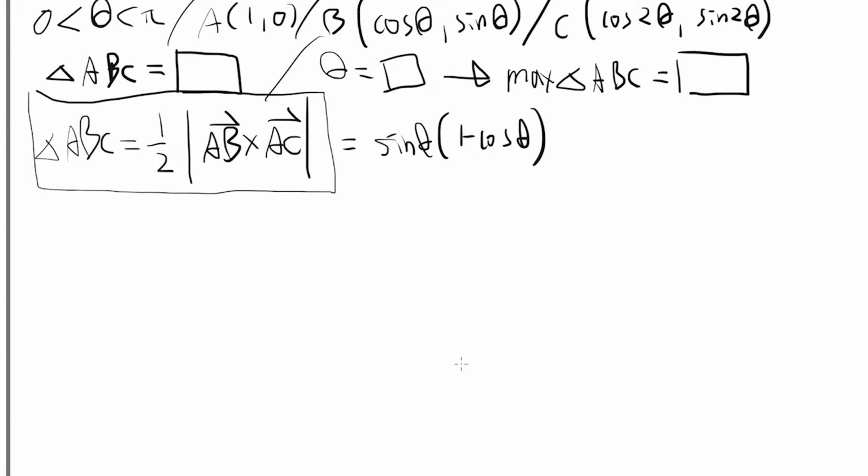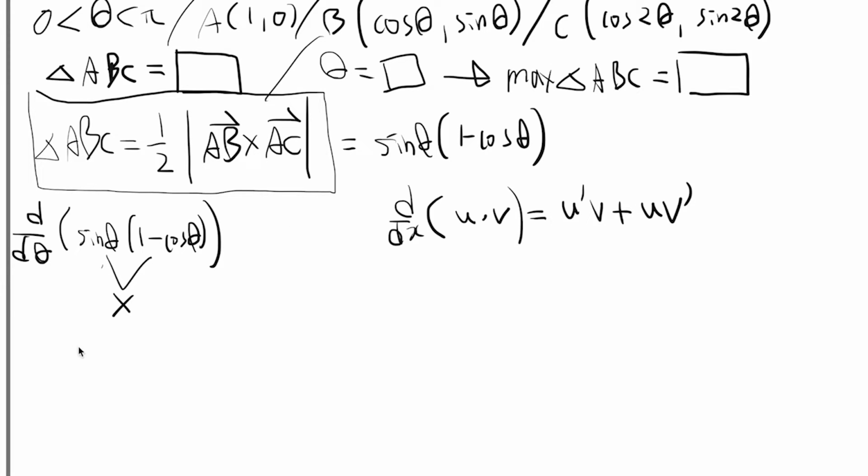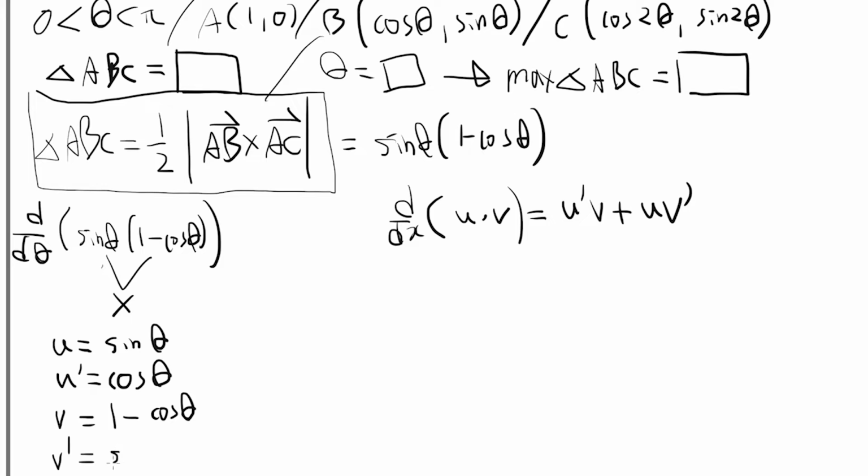Next, let's try to find the value of theta. In order to find the maximum area, we need to differentiate this expression that we just found with respect to theta. Since this expression is the product of two numbers, we need to use the product rule. So, what is u? U is sine theta. What is u dash? The derivative of sine theta is cosine theta. And what is v? V is 1 minus cosine theta. And what is v dash? The derivative of cosine theta is minus sine theta.